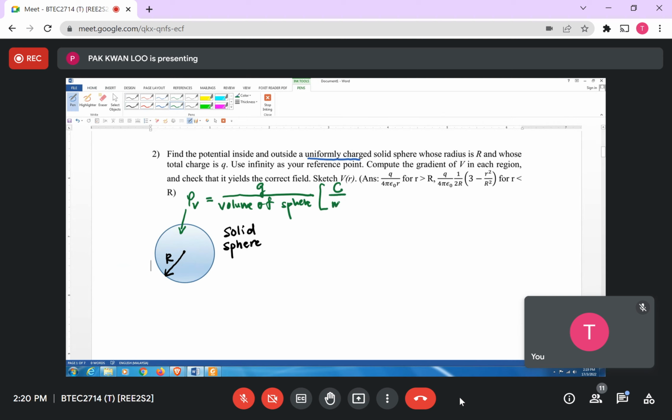So coulomb per meter cubed. So this is equal to Q divided by 4/3 pi R cubed, right? So that will be my volume charge density. Okay, so we know rho v in terms of Q and capital R. So how should we proceed with this?